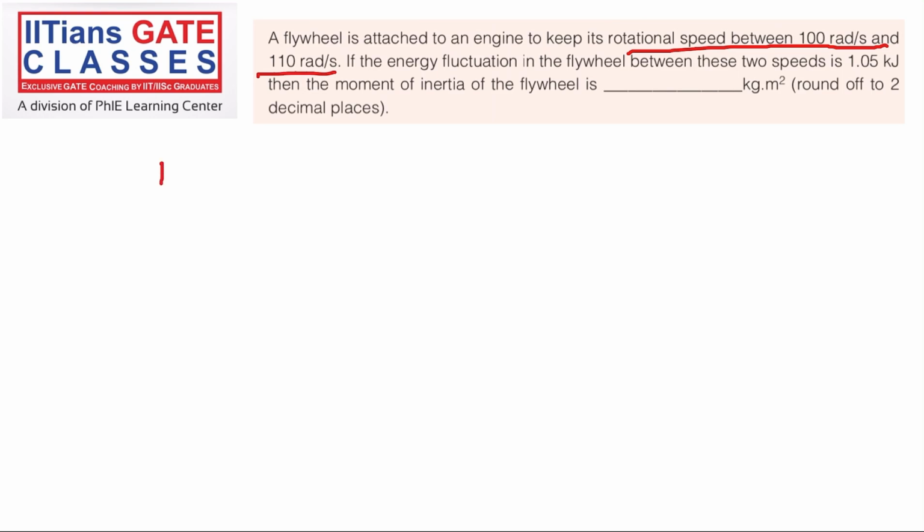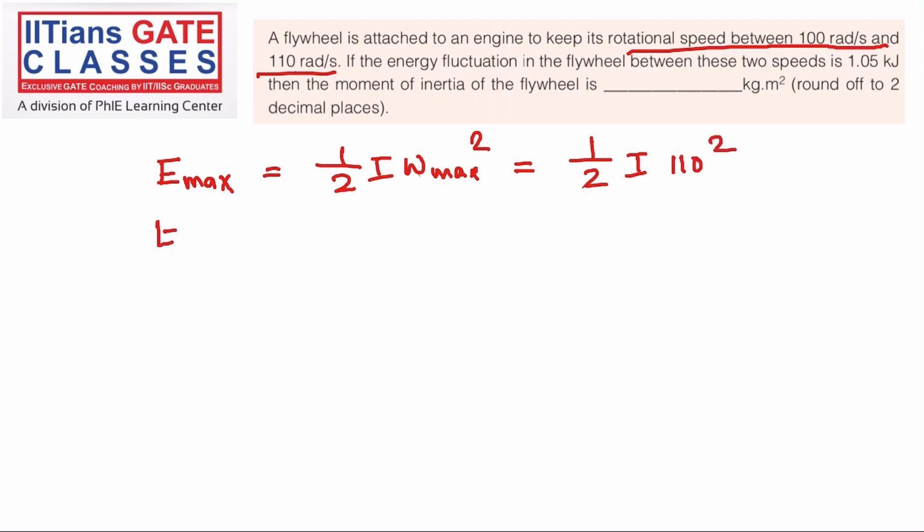So what is the energy max? E max is half I omega max square, right? That is equal to half I. It is given omega max is 110. What is the minimum? That is half I omega min square. That is given in the question. The minimum speed is 100 square.